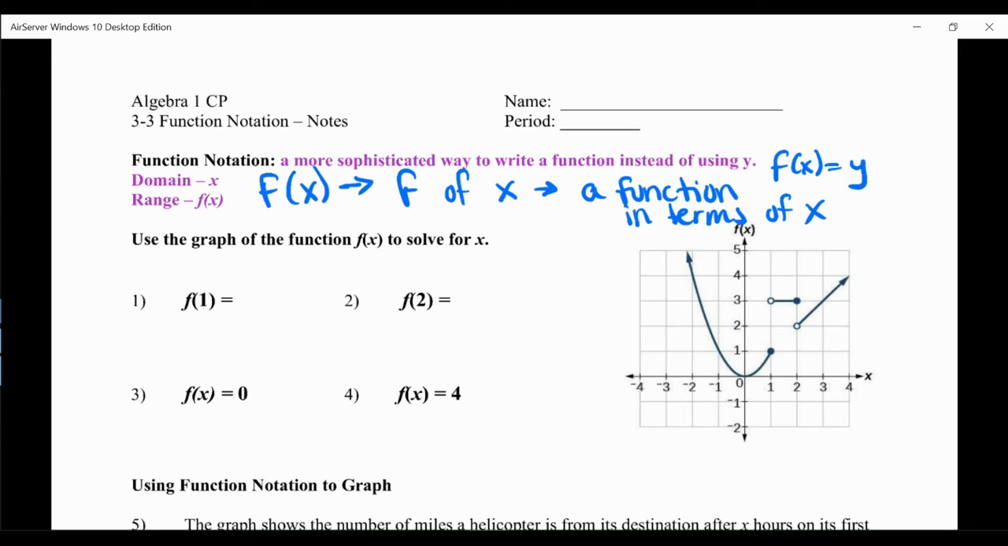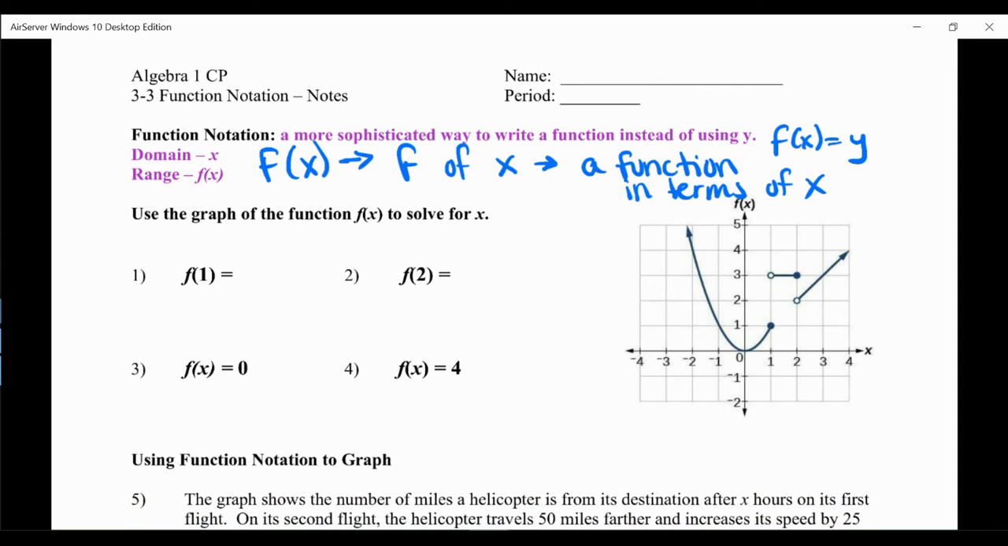So first we're going to look at how to evaluate functions using function notation graphically, and then we'll transition to solving algebraically. So with graphically, we want to evaluate f of 1, meaning what is the value of the function when x equals 1? To do this, on the graph to the right, we want to find where x equals 1, and then find where the graph exists when x equals 1.